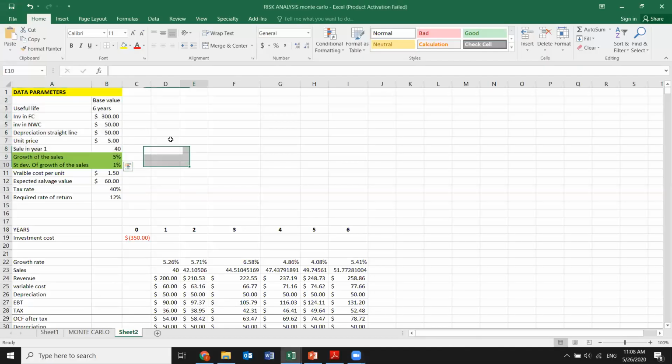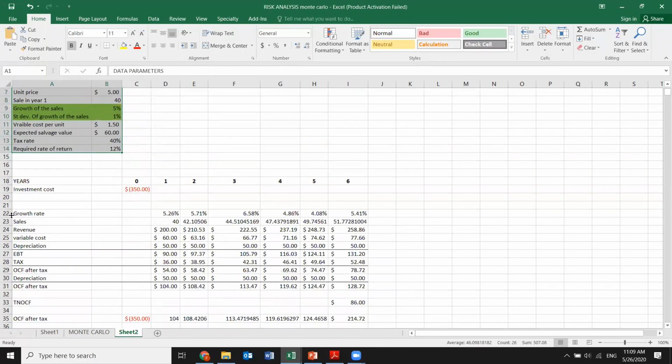Okay, now I shared. So we had data parameters. The useful life of the project was 6 years, and investment in fixed capital and investment in net working capital were 300 and 50 respectively. Depreciation, straight line, was 50 for 6 years, and the unit price is $5. 40 units were produced in the first year, and we said that the sales will grow by 5% with a deviation of 1%, but it will start to grow from the second year. Variable cost per unit was 1.5, and expected salvage value is $60. The tax rate is 40, and the required rate of return is 12.